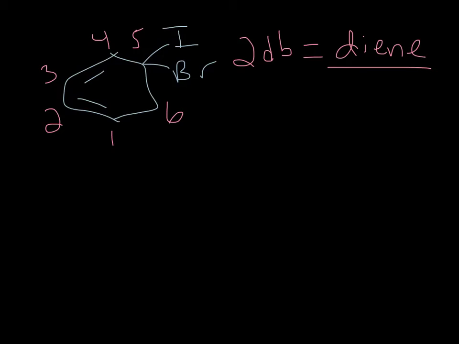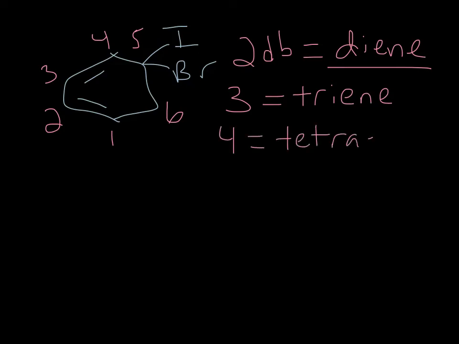So that tells me that I have 2. If I had 3, it would be called a triene. If I had 4, it would be called a tetraene, and then we just go on from there. So ene tells me double bonds, the prefix in front of it tells me how many. In this case, I have 2 double bonds.